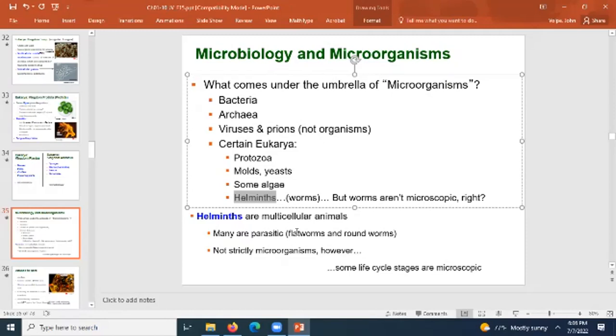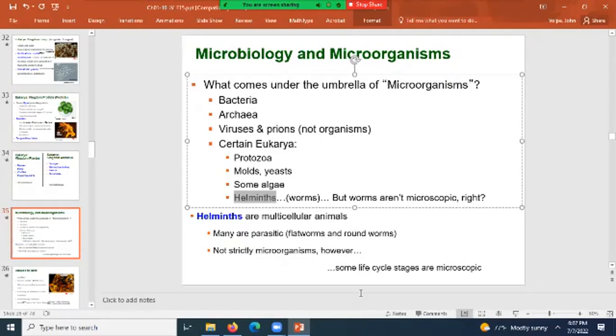Only some of the members of the roundworms, and some of the members of the flatworms, cause disease, and these are the parasitic flatworms and roundworms. But not all members of the flatworms and roundworms are parasitic. Most of them are free living and they do not cause disease. Any question about any of that?